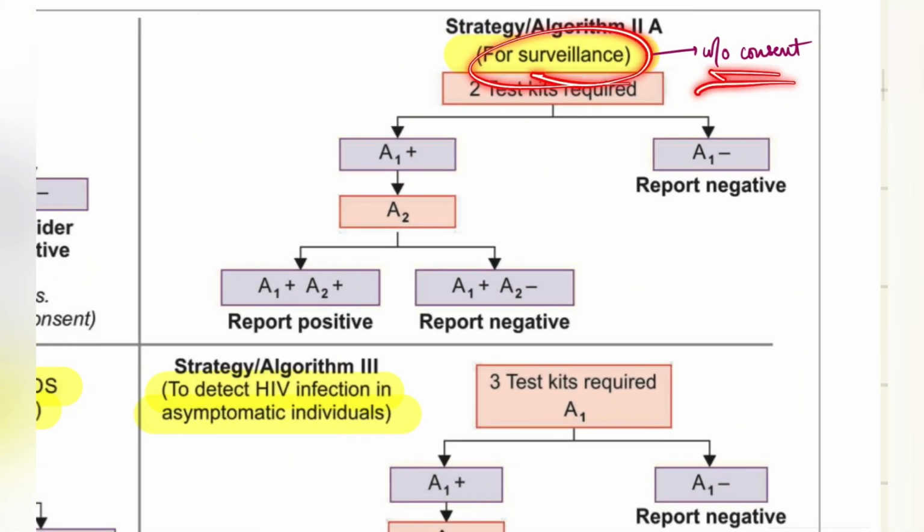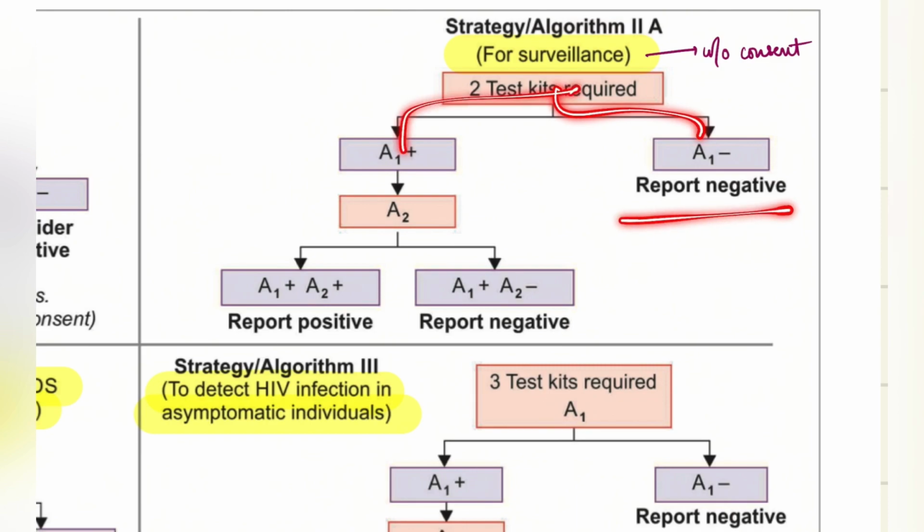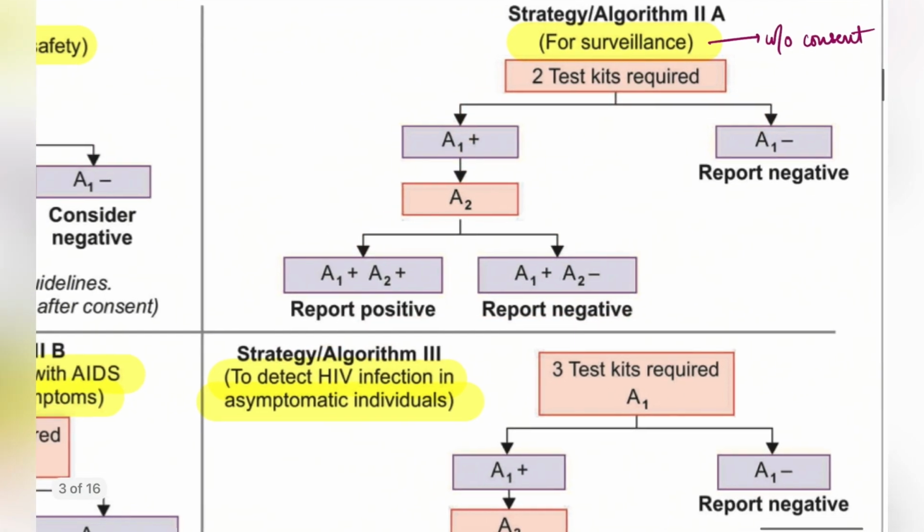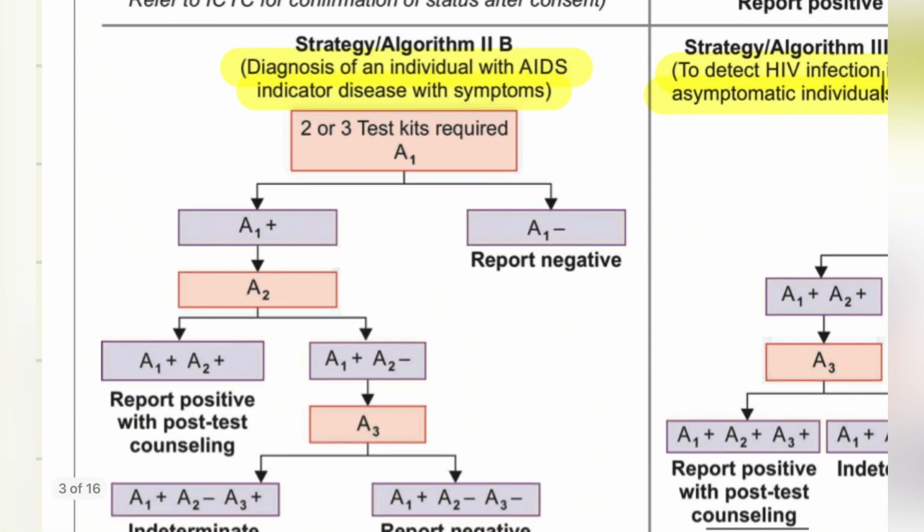So, for surveillance without consent, 2 test kits. If it's negative, report negative. Positive, do another test. Again positive, then report positive. If negative, report negative. Then third, this is for diagnosis of an individual with AIDS and which is showing symptoms.